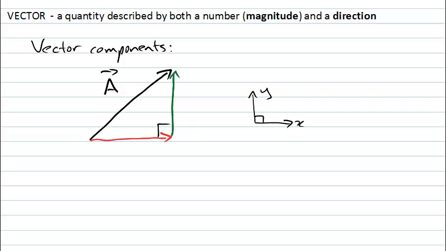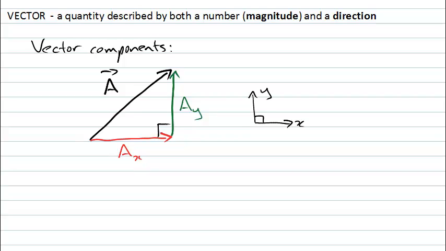I can label these two vectors that add up to my vector A. I could call the one that is going in the x direction A with a subscript x, and the one that's going in the y direction A with a subscript y. In fact, I call those two vectors the components of vector A. Ax is the x component, and Ay is the y component of that vector.